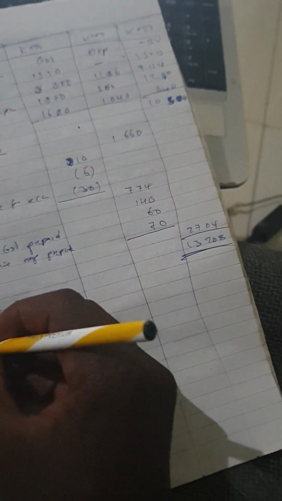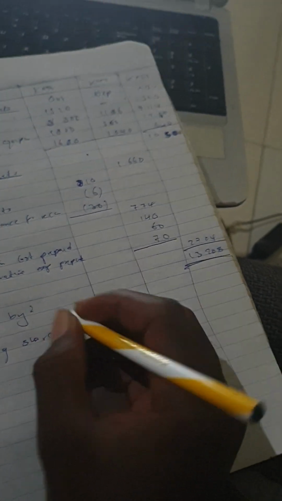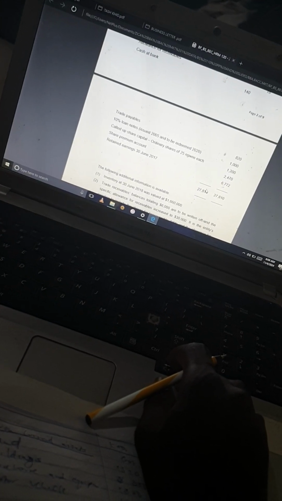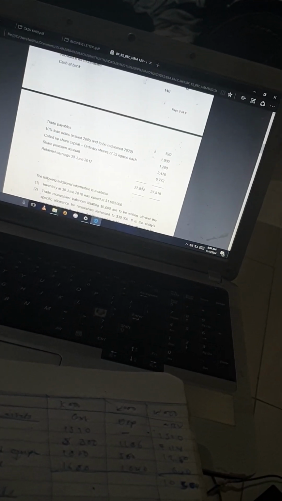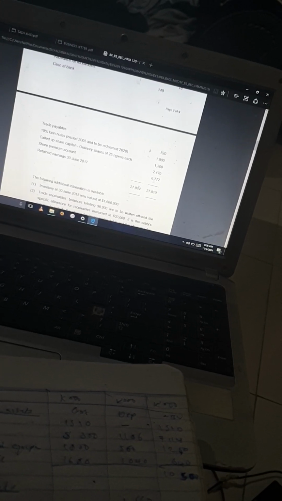equity. Remember, equity, this is a company account. We have different types of equity. So on the equity part, we have ordinary share. On ordinary share, they're saying share capital, ordinary share of 25 ngwe each, which is giving us the total of 1,200. Then from there we have share premium. Our share premium is 2470.